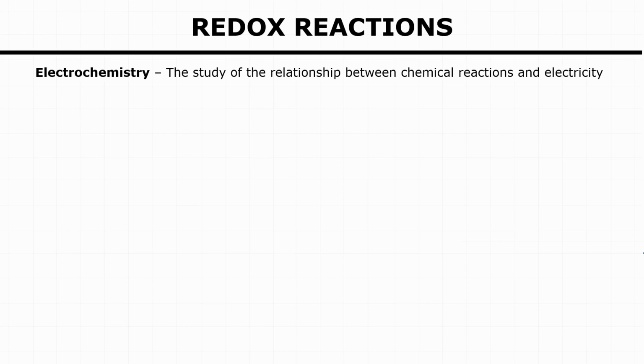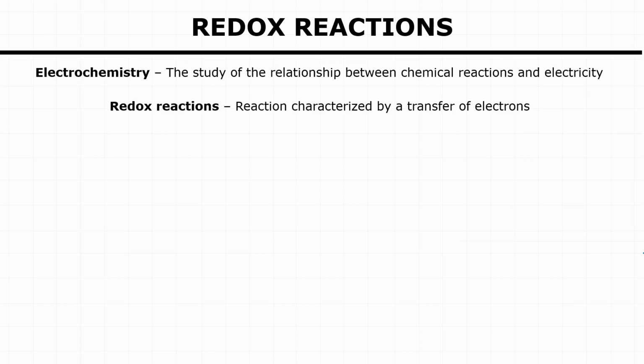So what we're really looking at is a transfer of electrons. Electricity is defined as a flow of electrons, and we'll look more into that a bit later. But electrochemistry just deals with chemical reactions where a transfer of electrons is involved. And the type of reactions characterized by a transfer of electrons are called redox reactions.